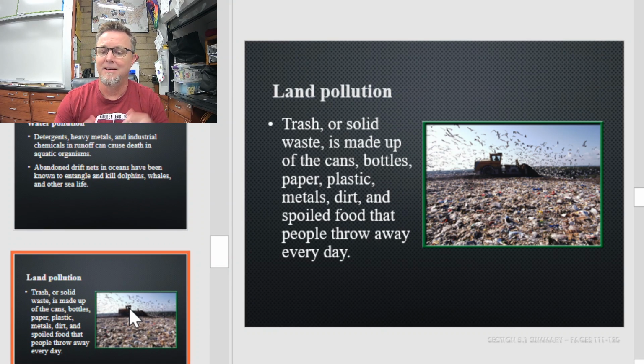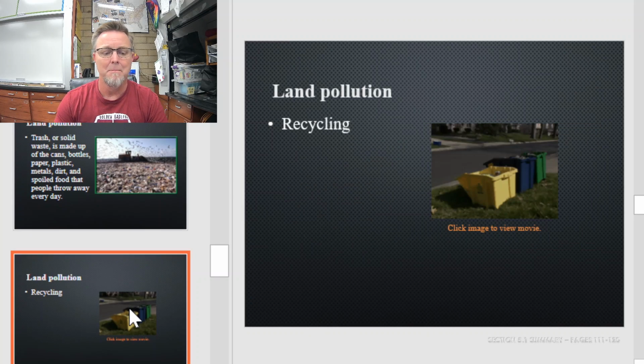Land pollution. Again, pretty self-explanatory. It's trash, people. So land pollution is all about trash, solid waste, anything like cans, bottles, paper, plastic, metal, dirt, whatever that people throw away on a daily basis. It ends up in landfills, hopefully. Unfortunately, more often than not, we're seeing people just throw things along the side of the road as if they don't care. It's out of sight, out of mind. They don't pay attention to it. It's somebody else's problem. Best thing that we can do to reduce our land pollution is reduce, reuse, recycle.